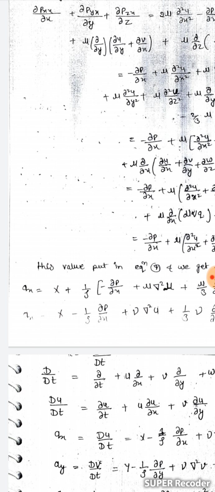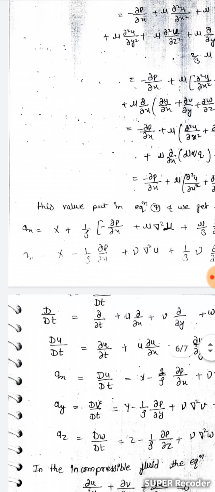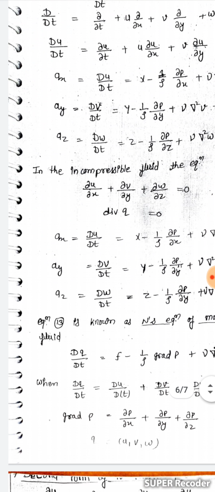So for the incompressible fluid, the equation of continuity gives divergence of q equal to 0, that is, del u by del x plus del v by del y plus del w by del z is equal to 0. So our equation 12 will become Ax is equal to du by dt, where d by dt stands for the material derivative, is equal to X minus 1 by rho del p by del x plus nu nabla square u. Ay is equal to Y minus 1 by rho del p by del y plus nu nabla square v. Az is equal to Z minus 1 by rho del p by del z plus nu nabla square w.